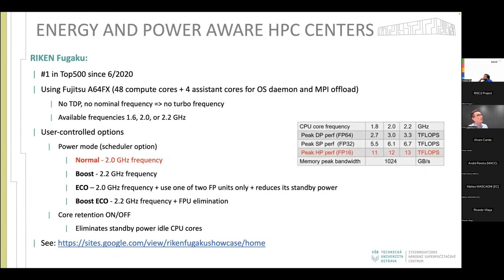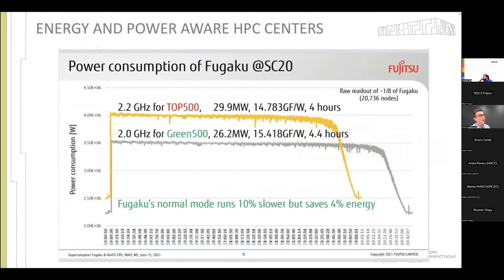Not to have just the European centers, also for quite a long time number one in the world, RIKEN's system Fugaku, they have four possibilities that the user must specify. So the CPU, statically at the beginning of the job, may work in four different configurations, so it may improve its energy consumption during the job. So here's an example of the power consumption of the HPL test when submitted to Top500 and to Green500. For Green500, you may optimize the configuration of the hardware to make the system more energy efficient.